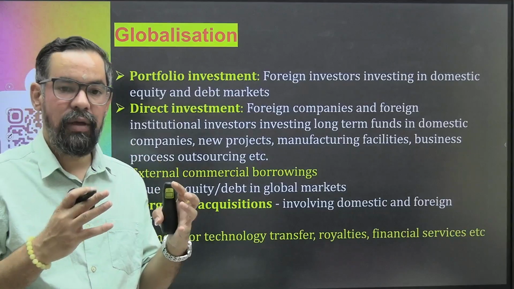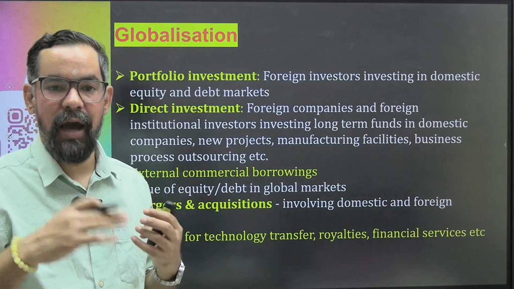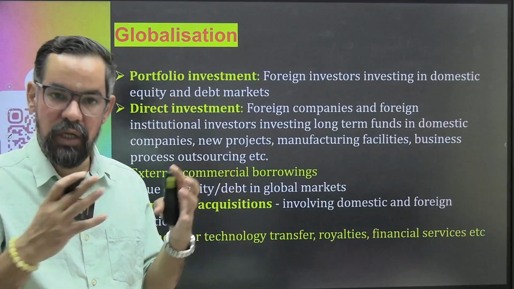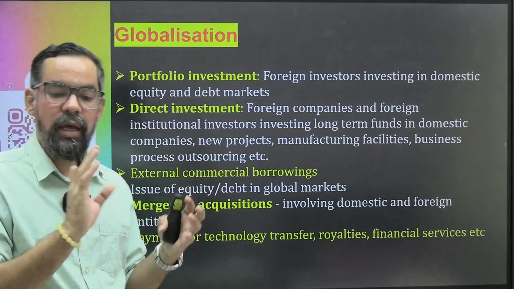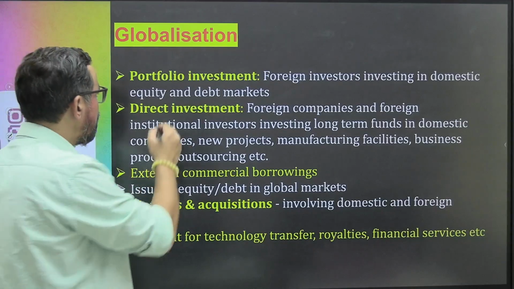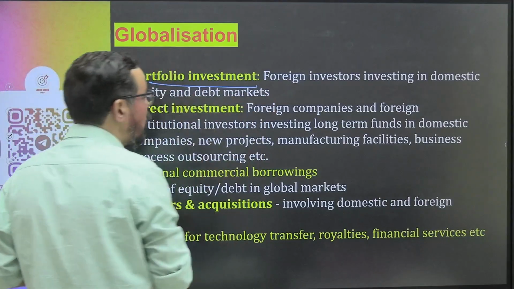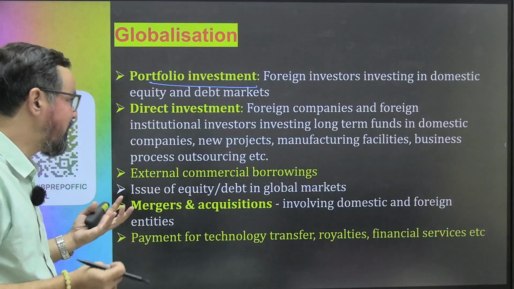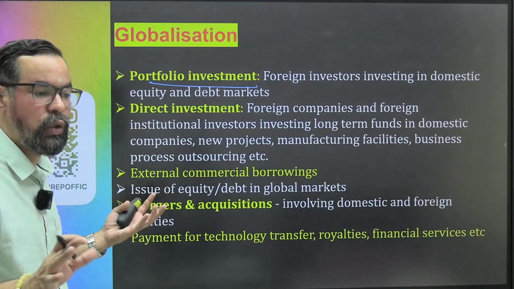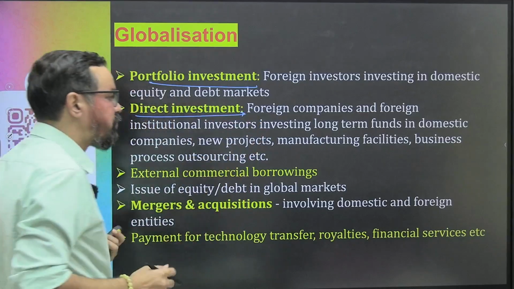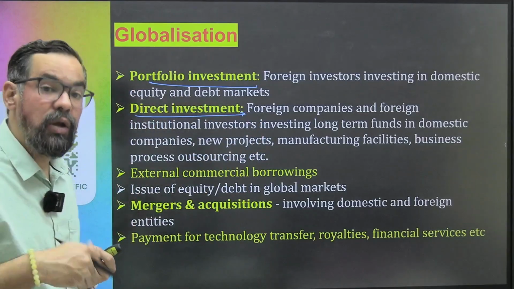So for that, as a service provider, we have to design our product and processes accordingly. In that particular case, the treasury department generally helps us a lot. Here we have portfolio investment, foreign investors investing in the domestic equity and debt market, usually known as FPIs. We have direct investment, FDIs, foreign direct investment, or even ODIs also.